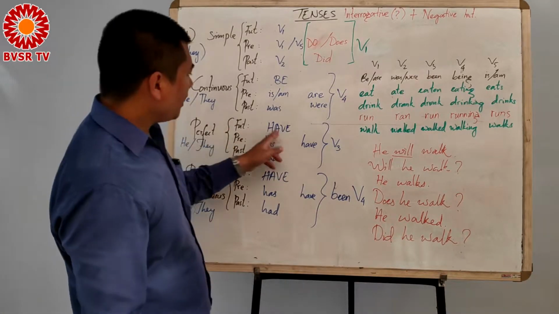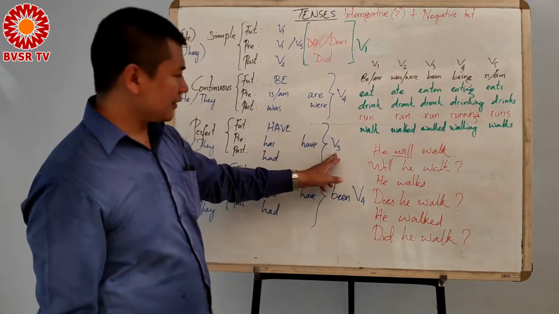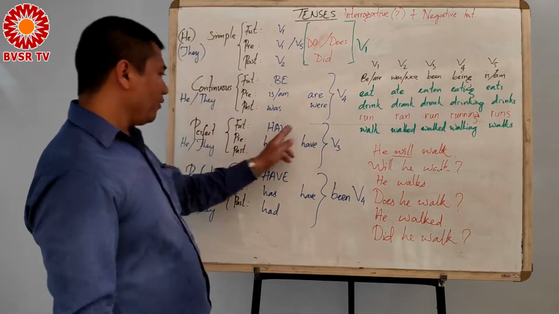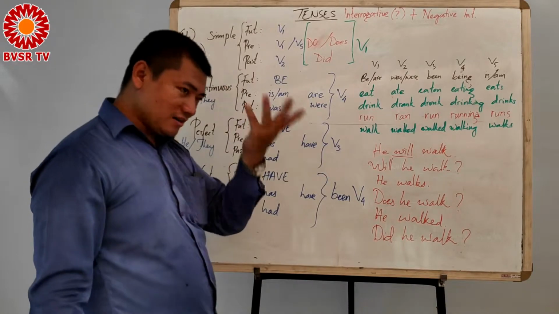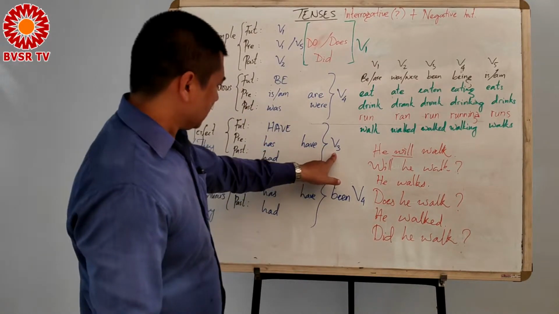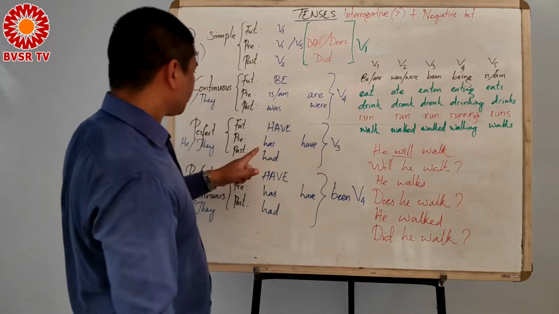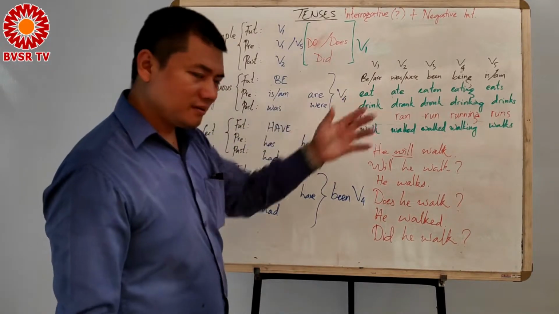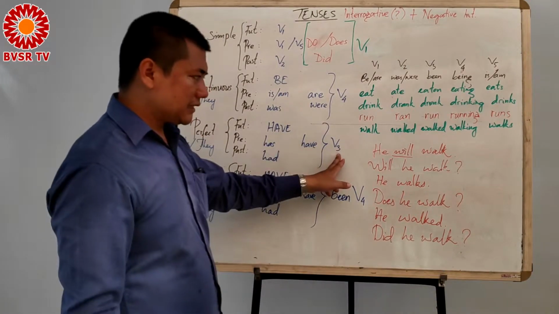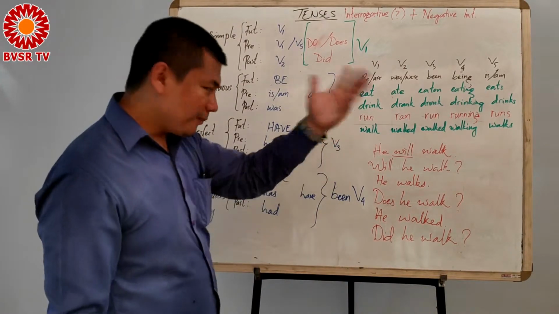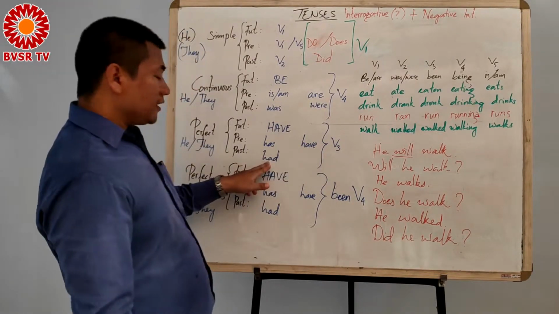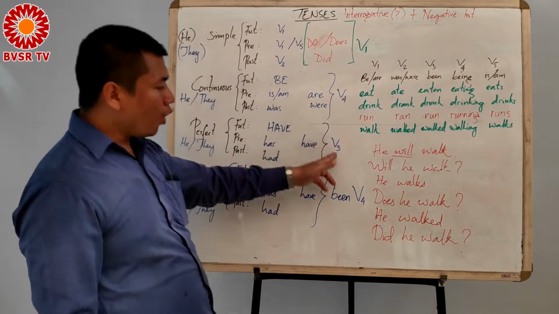He will have walked in the park. Will he have walked in the park? He has walked in the park. Has he walked in the park? He had walked where? In the park. Keep in mind. He had walked in the park. Had in the interrogative: Had he walked in the park?